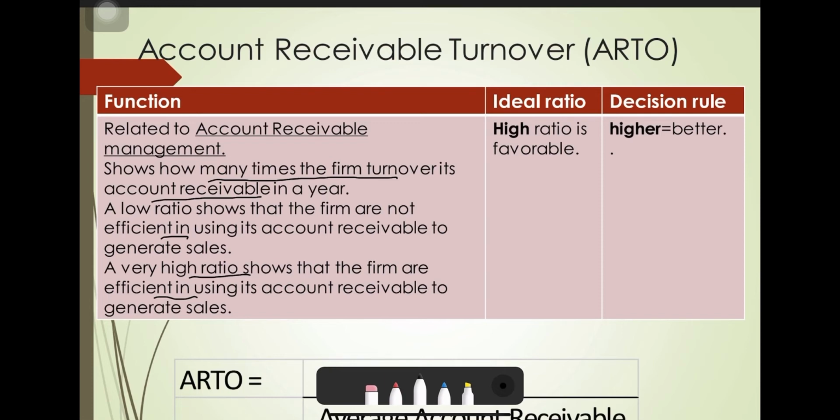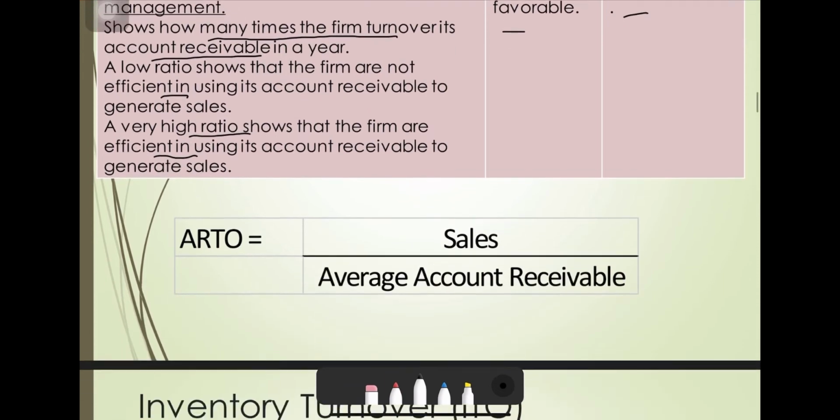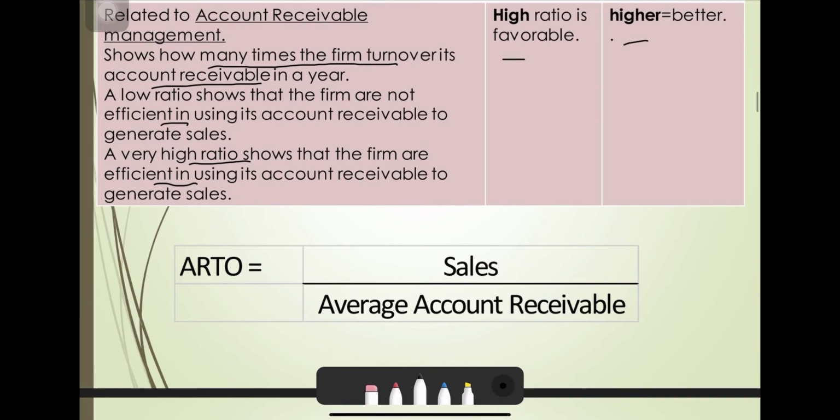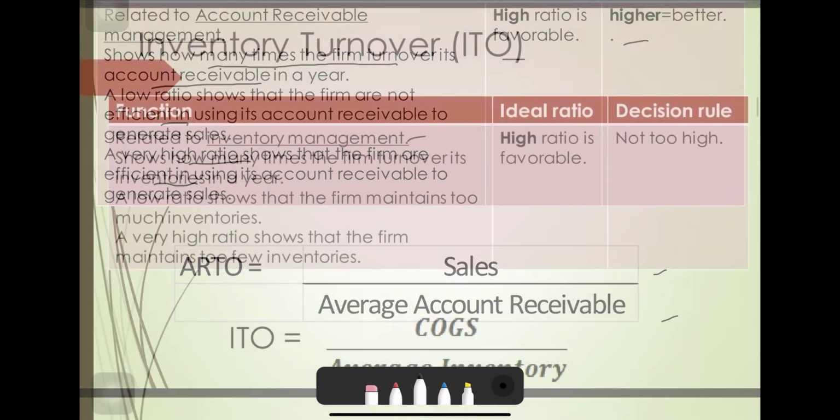Alright, so the ideal ratio is a high ratio, which is favorable. So maksudnya kita boleh collect many times our receivable. And then the decision rule is the higher the better. Okay, so this is the formula to calculate the account receivable turnover, which is sales divided by the average account receivable.